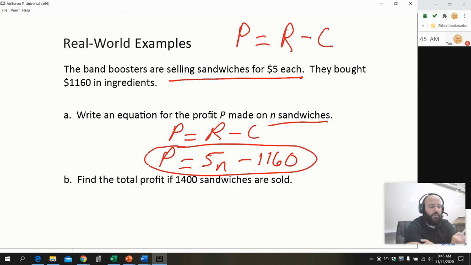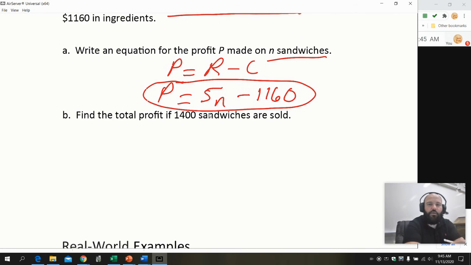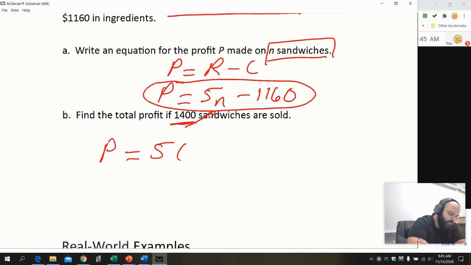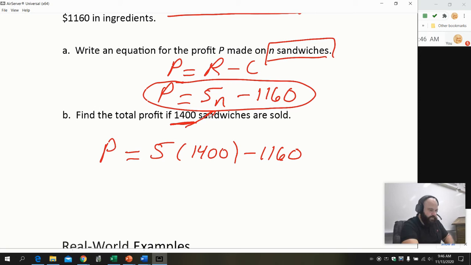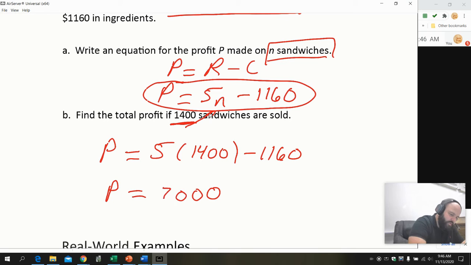And so now the second part would like us to find the total profit if we sell 1,400 sandwiches. And so we have already said that N is the number of sandwiches. So this number right here is going to get put in for N. So profit is equal to 5 times 1,400 minus 1,160. So the first thing we need to do is multiply those two numbers together.